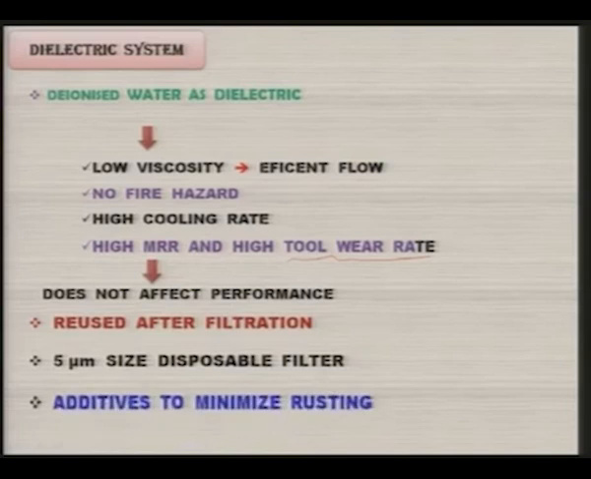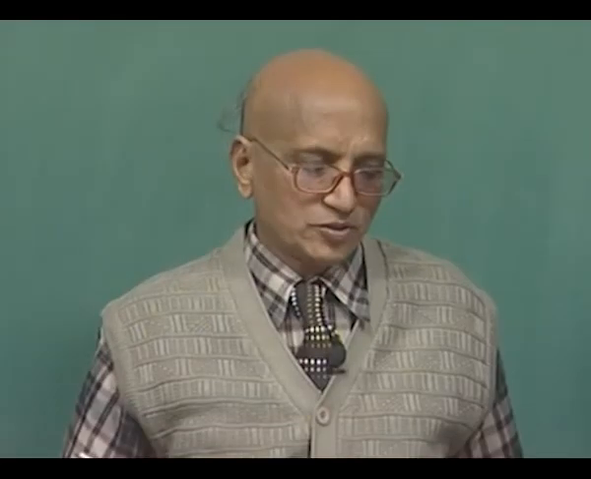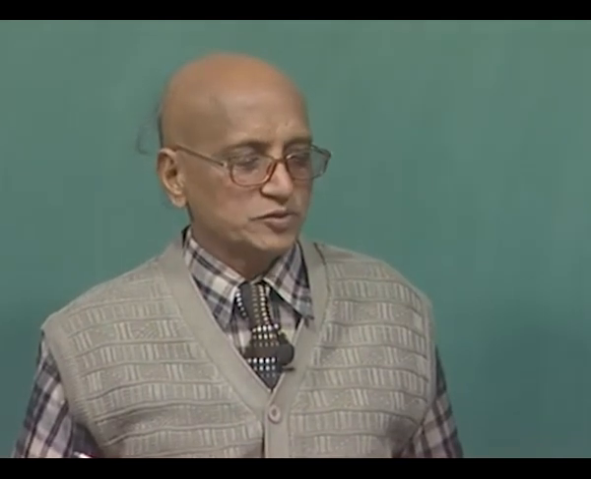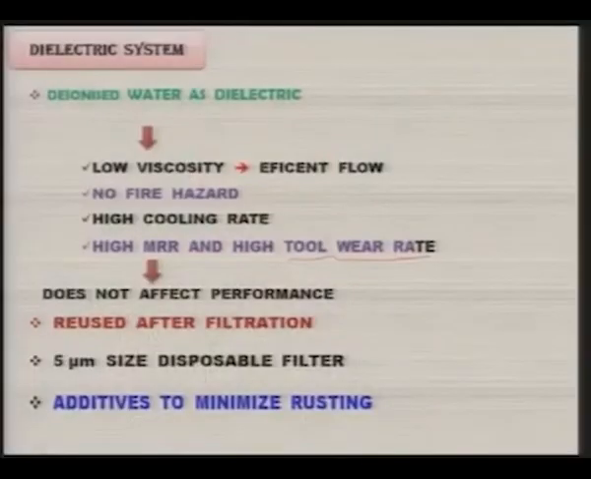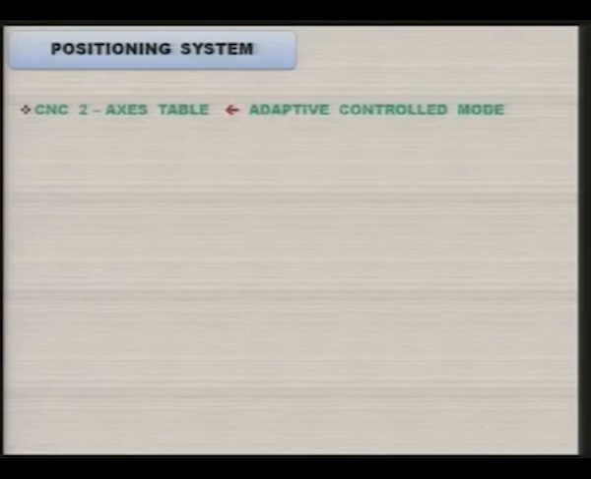Now, water has a property that corrosion or rusting of the machine components will take place. So, what do manufacturers do? They suggest certain additives to be added to the deionized water that minimize the rusting of the machine components, and that is very important to safeguard the machine components for a long period. Positioning system: CNC has a 2 axis table which can be controlled in the adaptive mode.